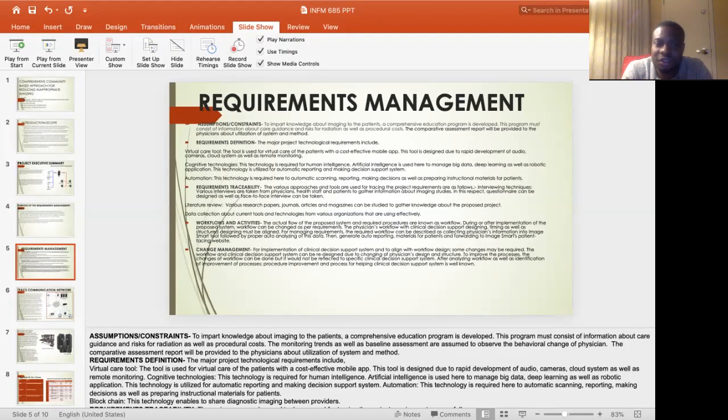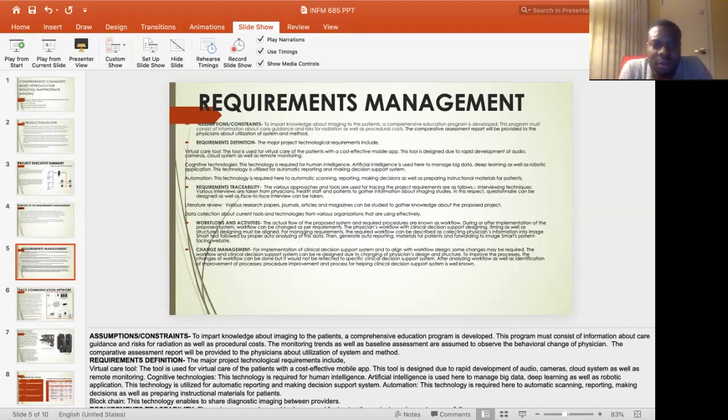The requirements definition here talks about major project requirements, which include a virtual care tool used for virtual care of the patient with a cost-effective mobile application. This tool is used to help in rapid development of audio, cameras, cloud systems, as well as remote monitoring. We also have the cognitive technologies, which are used for human intelligence. Artificial intelligence is used to manage a very big chunk of data, deep learning, as well as robotic applications. This technology is utilized for automatic reporting and making decision support systems.